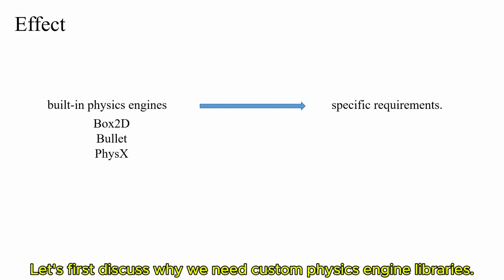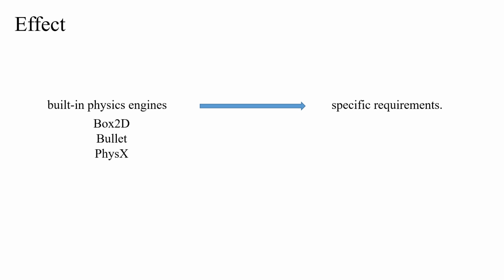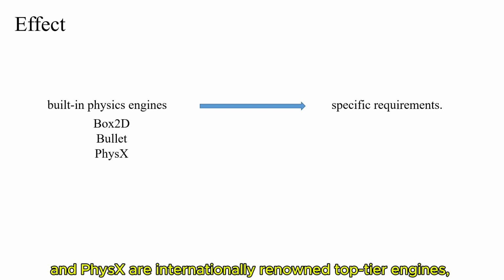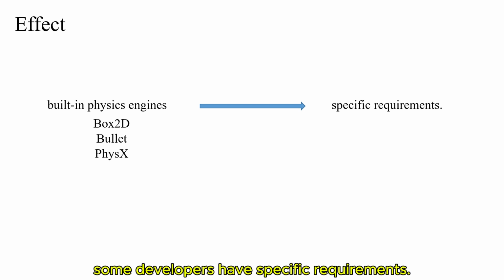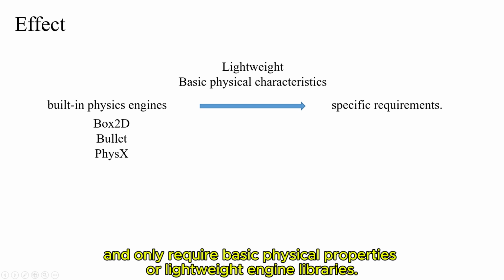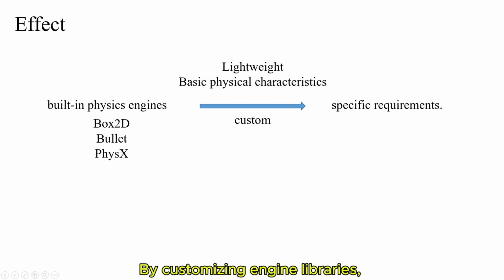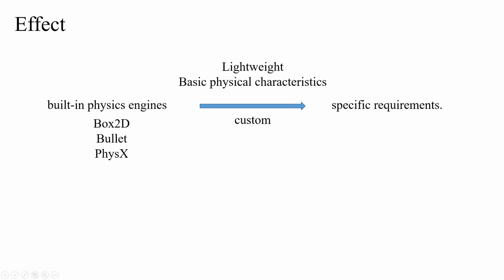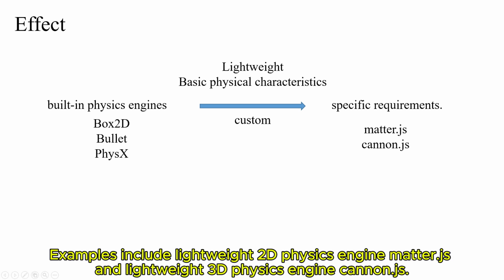Let's first discuss why we need custom physics engine libraries. Although built-in physics engines like Box2D, Bullet, and PhysX are internationally renowned top-tier engines, some developers have specific requirements. For example, some projects don't need highly precise physics engines and only require basic physical properties or lightweight engine libraries. By customizing engine libraries, these developers can choose the most suitable engine for their projects. Examples include lightweight 2D physics engine Matter.js and lightweight 3D physics engine Cannon.js.